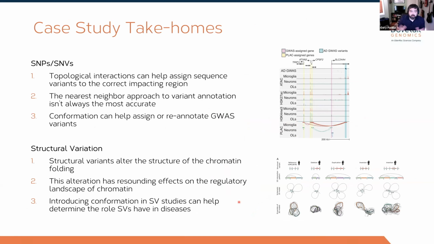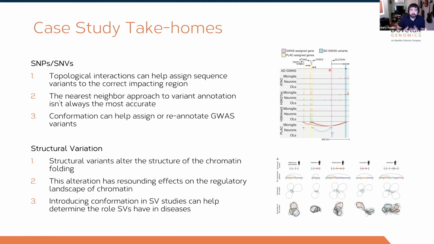So just a few take-homes. I dropped these in as we were going through, but for the first case study, topological interactions, that interactome data type can really help us assign these variants to their gene of function, and that nearest neighbor approach might not actually be that informative to assigning what gene is being impacted by what variant. And really that conformation signal, that interactome data, can be helpful in reassigning SNPs in GWAS data. Now, if you think about SNPs that occur in non-coding regions, the Hi-C data type now gives you the power to actually link what is interacting with that SNP in that non-coding region. So that's where we think this data is really powerful in terms of thinking about GWAS data or SNV data.